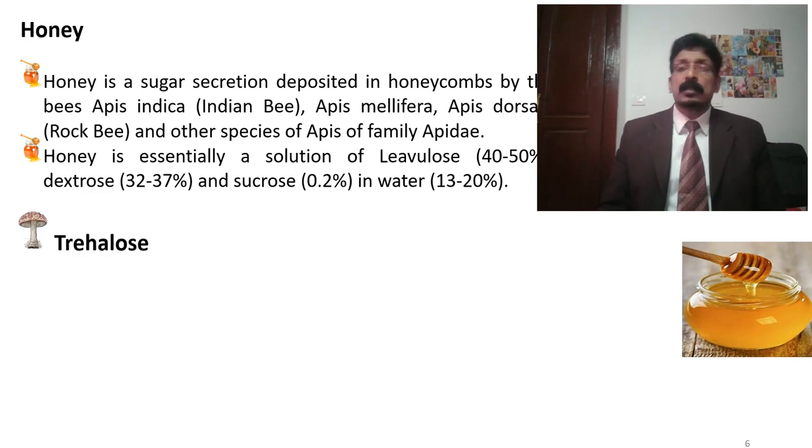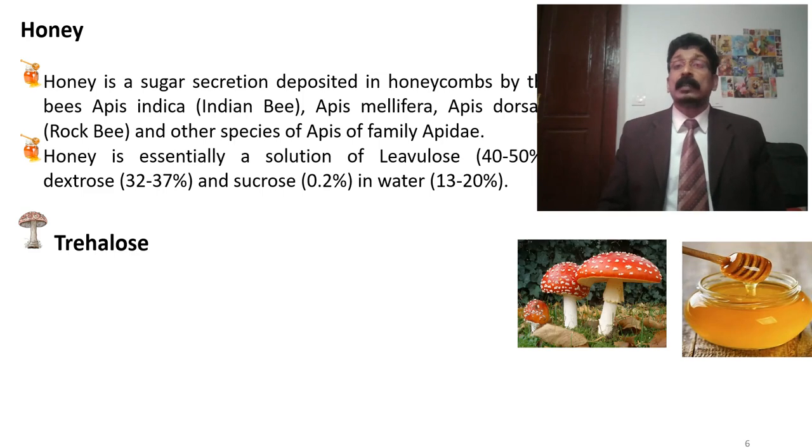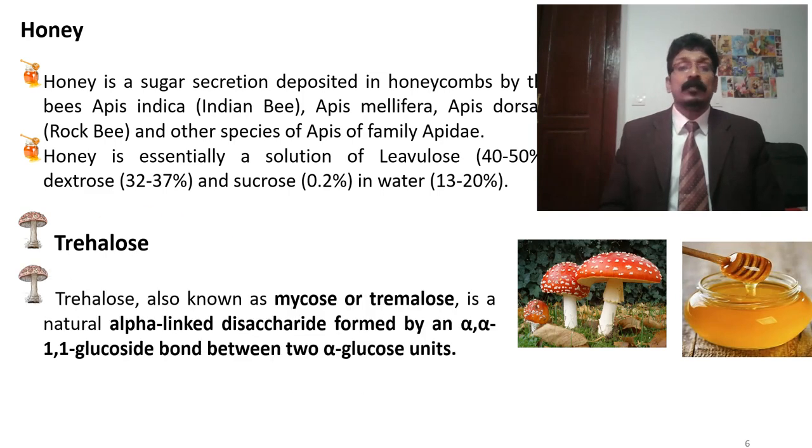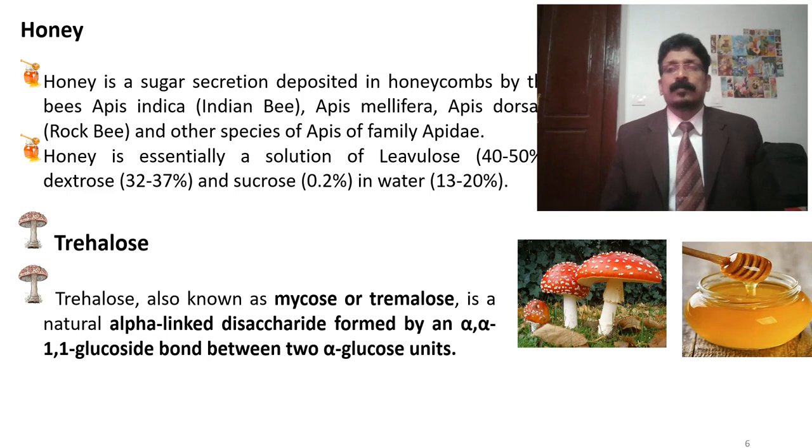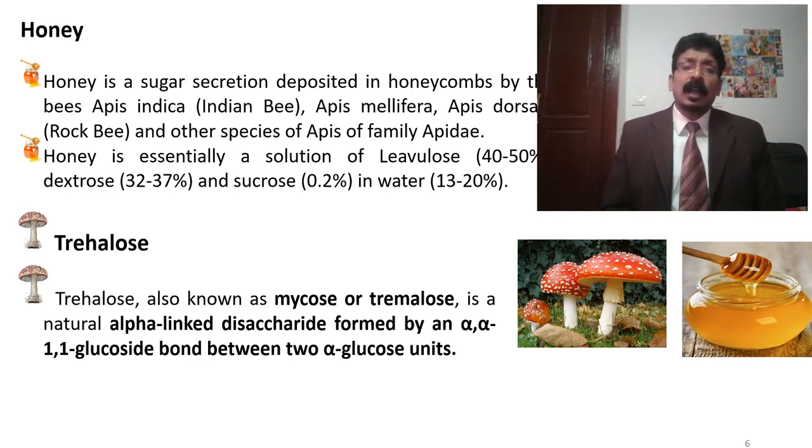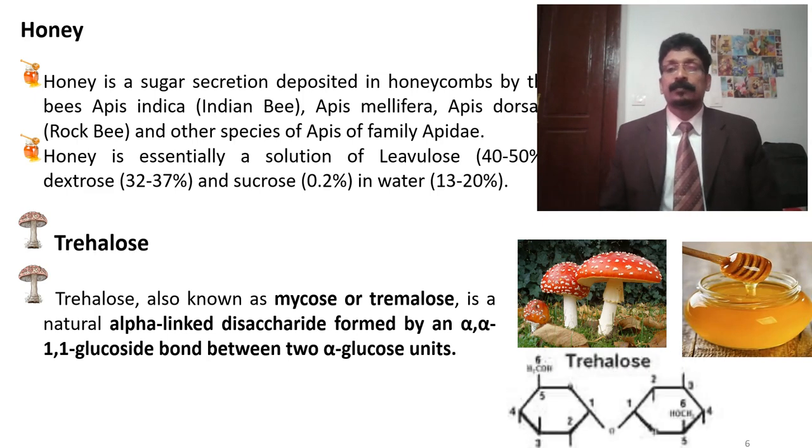Trehalose is also a natural sweetener obtained from a fungus, even present in mushrooms. Trehalose, also known as mycose or tremalose, is a natural alpha-linked disaccharide formed by an alpha,alpha-1,1-glucoside bond between two alpha-glucose units. Same as before, but here two alpha-glucose units are joined.